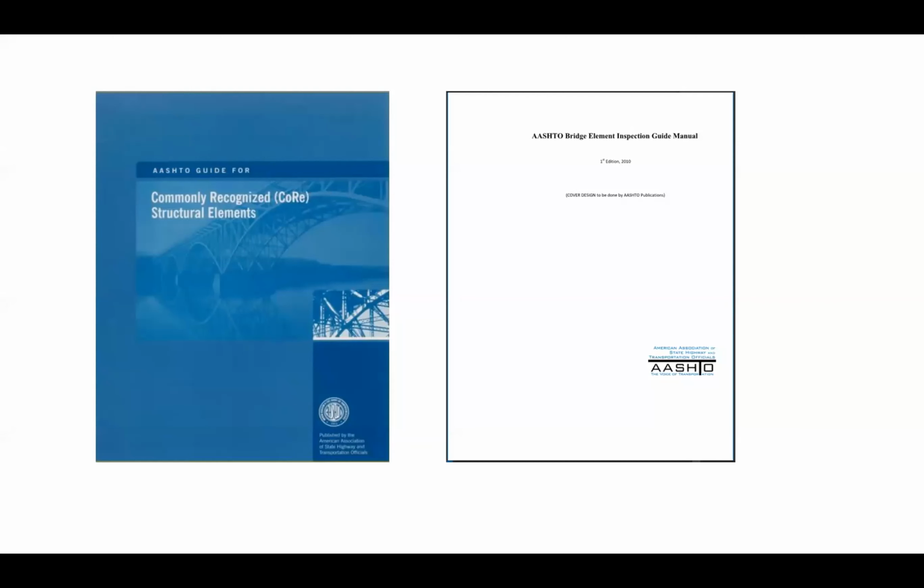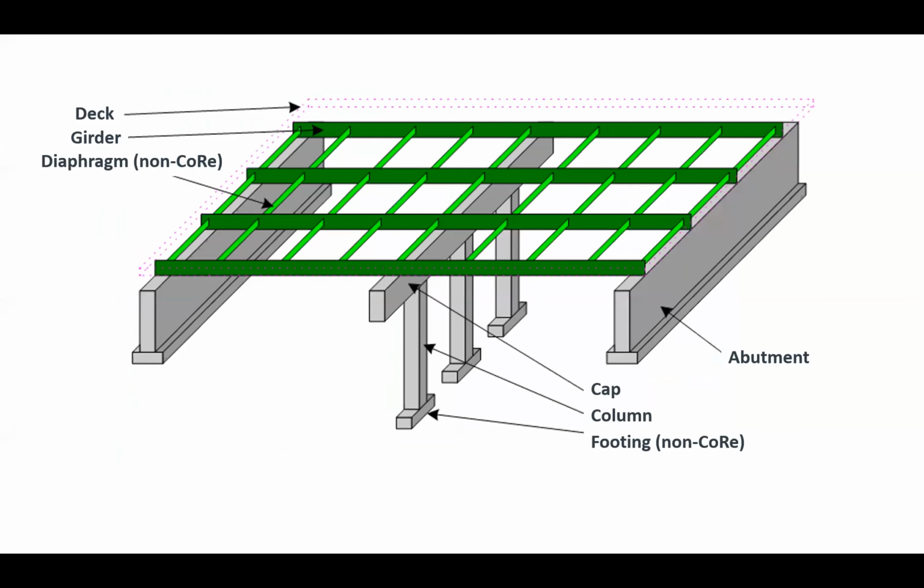So there's a guide that goes with this, which is the Bridge Element Inspection Guide Manual, that goes into great detail about this. But just to give you a general sense of this, in the past you would have had deck, superstructure, and substructure. Now you have things like deck, girder, cap, column, abutment, and you can take this further and even categorize all the different types of beams, whether they're concrete beams or steel beams. So it adds more granularity to the inspection process rather than just having these 3 codes. Just of note, diaphragms are not in the CoRE, as noted here, nor footings. They were excluded from there.